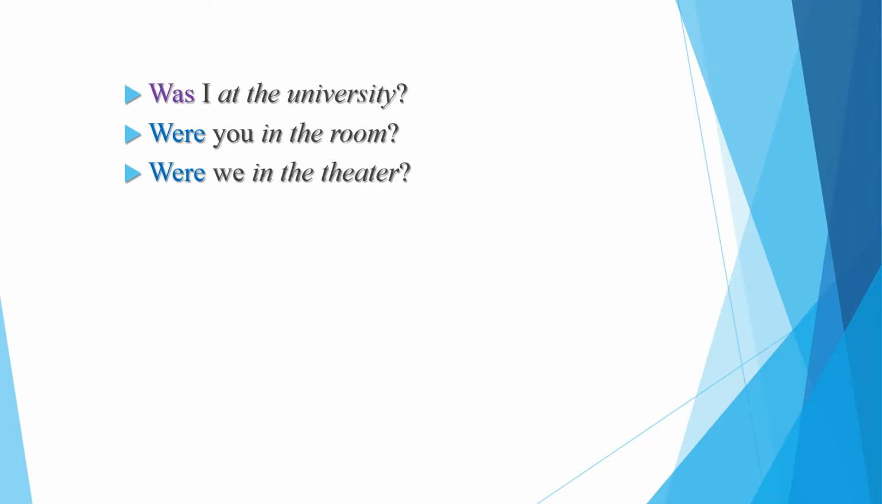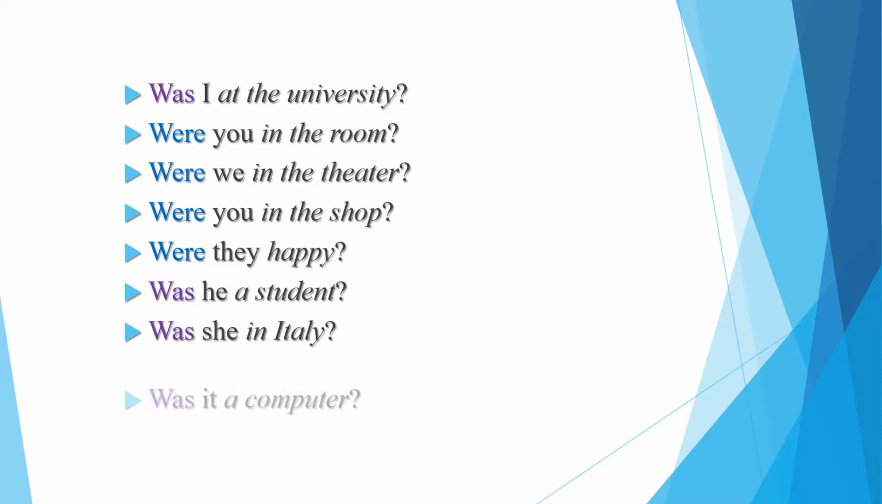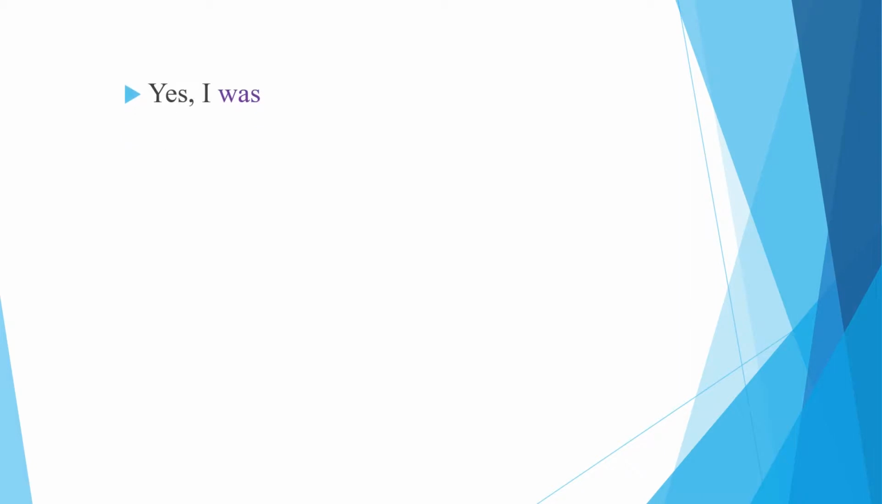I could say, was I at the university? Were you in the room? Were we in the theater? Were you in the shop? And were they happy? Was he a student? Was it a computer? And those are the questions. Again, look at these questions attentively and remember that we use was, were before the subject.